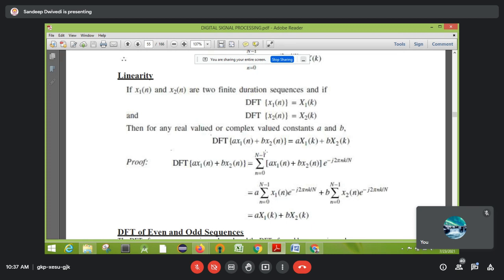X of k is equal to summation n equals 0 to capital N minus 1 of x of n, e raised to power minus j 2 pi kn divided by capital N. Okay, now instead of x of n in the formula, you have to write this x of n, because for this question that is the x of n. After that, it is simply a mathematical adjustment.